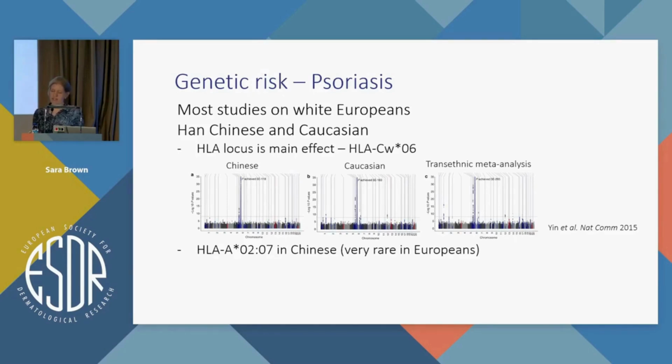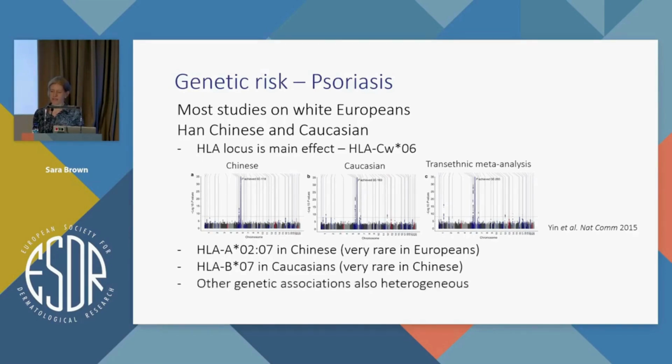So it's not so much that it doesn't cause psoriasis in the Europeans, it's that it's not there in the Europeans. Conversely, the HLA-B locus comes up in the Caucasian people, but it's very rare in the Chinese populations. But the other genetic associations were also heterogeneous.